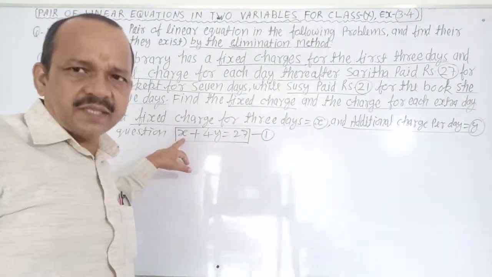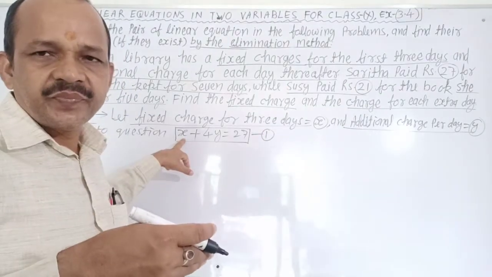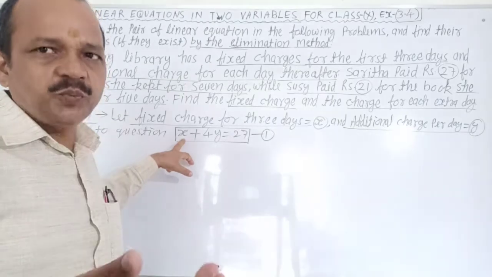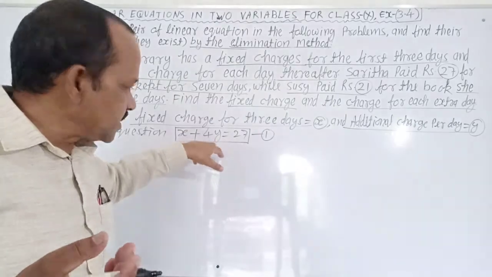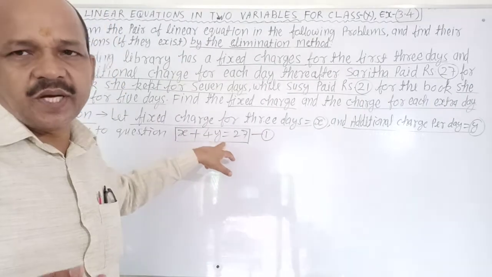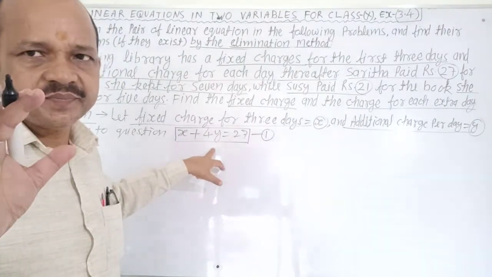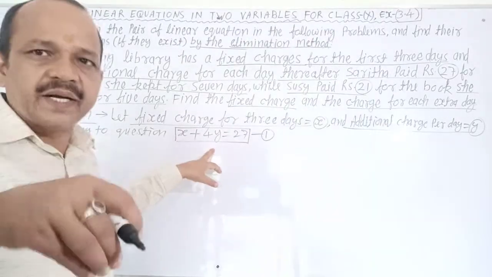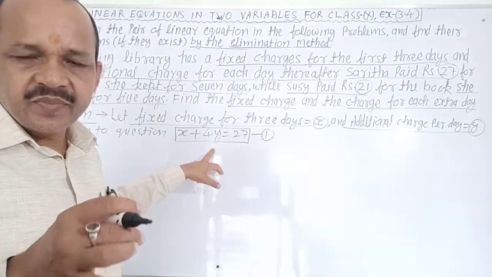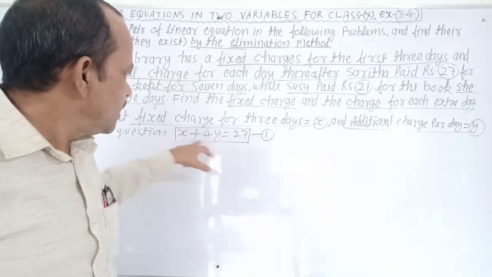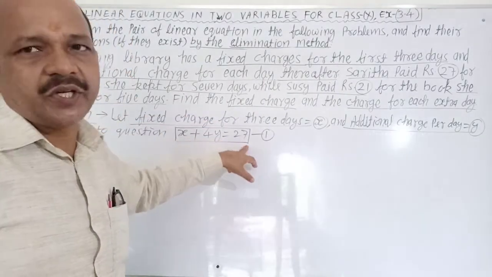Here, fixed charge x for 3 days, and for the last 4 days, additional charge 4 multiply y, 4y. Clear? Because additional charge per day is equal to y, the additional charge for 4 days is 4y. x plus 4y equal to 27.